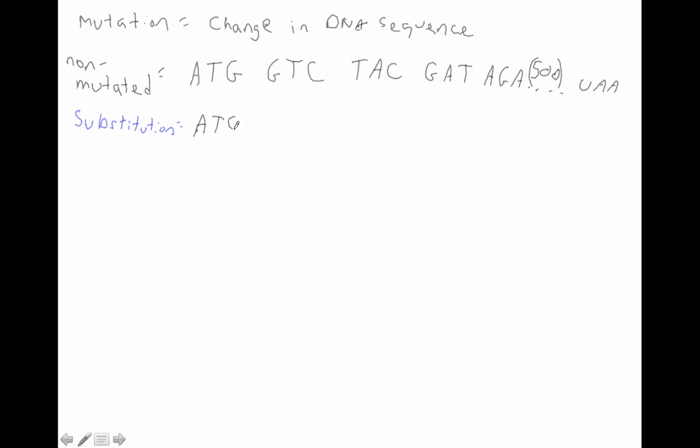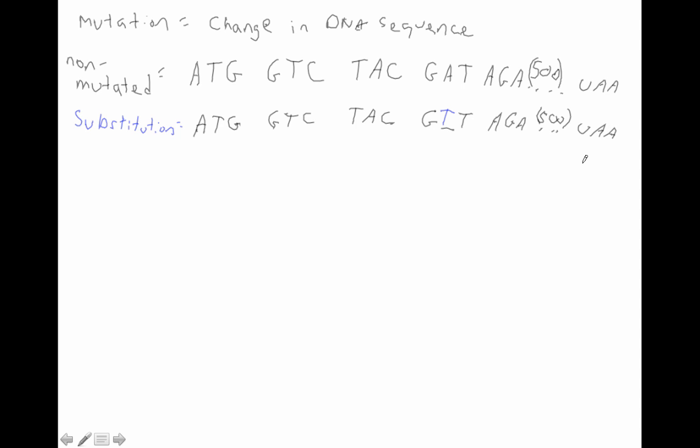is going to be unaffected. Same thing as GTC, same as TAC, and we're going to get a change here in GAT. Instead of GAT, we're going to substitute that A for a T. So let's put a blue T here. All right, and then the rest of the protein is not affected. We still have our 500 codons here, followed by the stop codon of UAA.